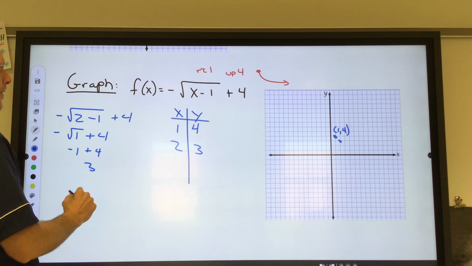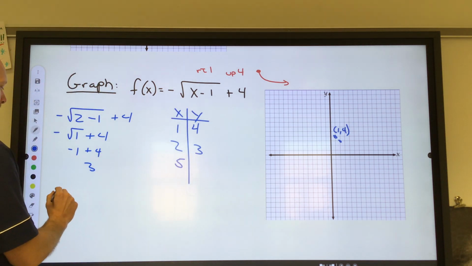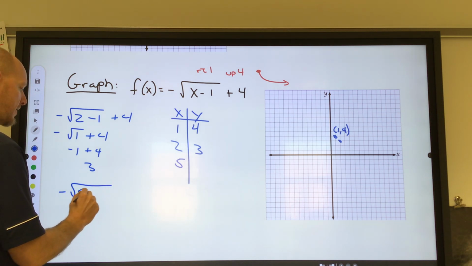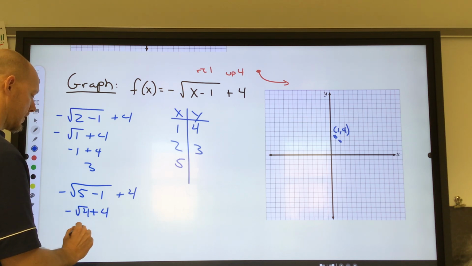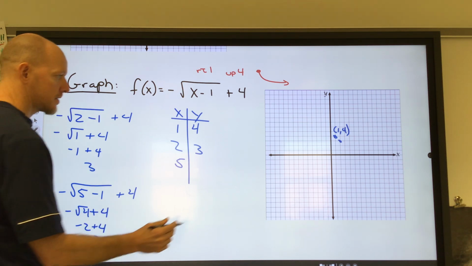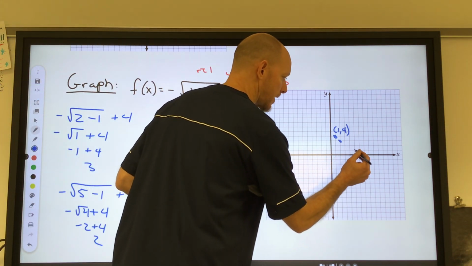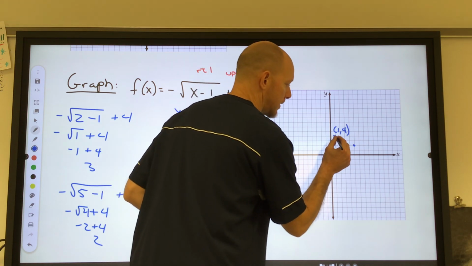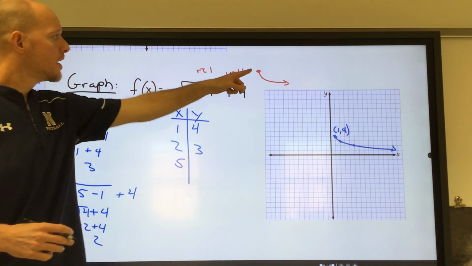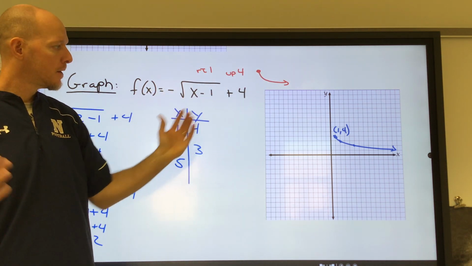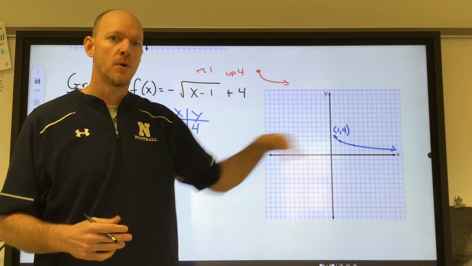And then we have one more point we could put in there. If we want to get a 4, I'm going to substitute a 5. So it's going to be negative square root of 5 minus 1 plus 4. Negative square root of 4 plus 4. Negative 2 plus 4, which gives us a 2. So now that means at 5, which is 1, 2, 3, 4, 5, we're at the value 2. And here's our graph, like so, which again corresponds with what we thought was going to happen. We thought a right shift, a vertical shift up, and a reflection down would be the shape of our graph.